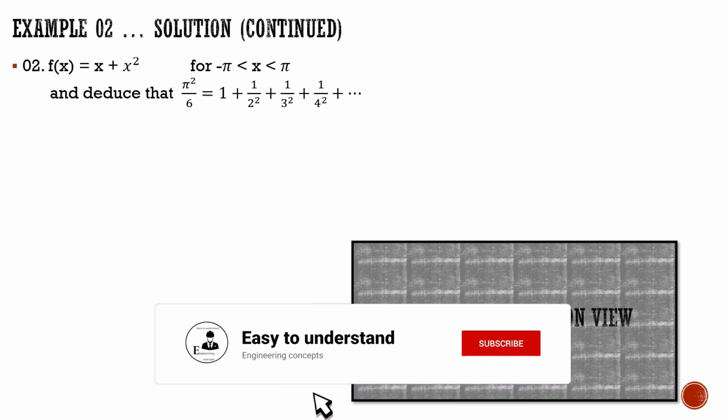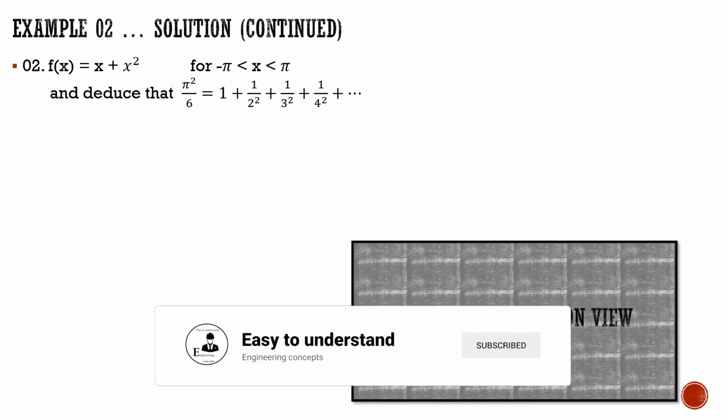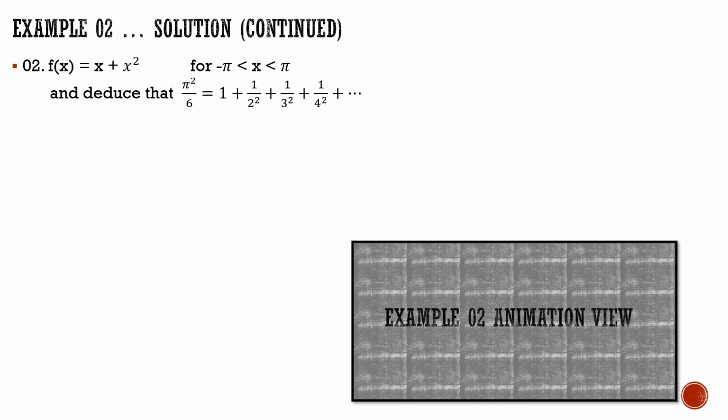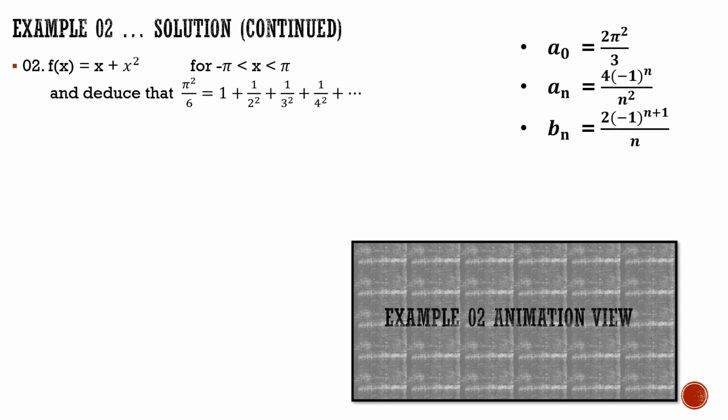Now we have to write the Fourier series of f(x) equals x plus x squared, where x is greater than minus 5 and less than plus 5. These are the a0, an and bn values for this equation.